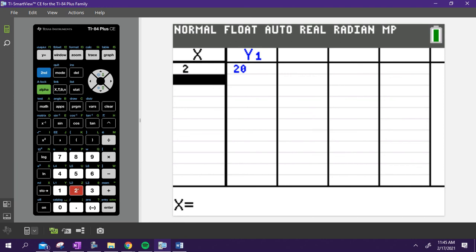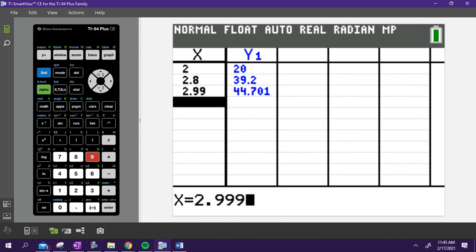So we could do like 2.8. That's closer. We can get closer than that. We could go like 2.99. And then we could go 2.999. And we could keep going. 2.9999.